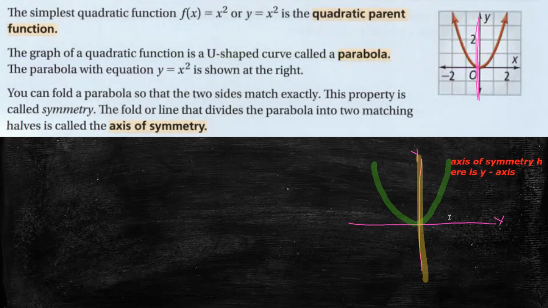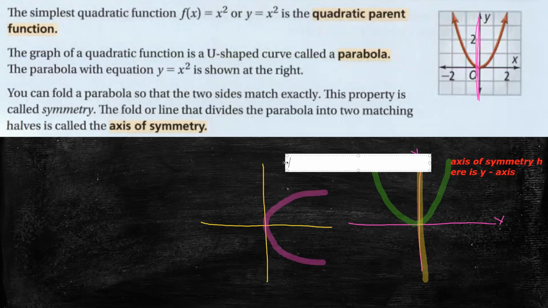Now, imagine that we have the xy plane also, and this is the sideways parabola here. What is the axis of symmetry here? Is it the x-axis or the y-axis? The x-axis. Thank you. So here it is the x-axis. Why? Because this is the x-axis.